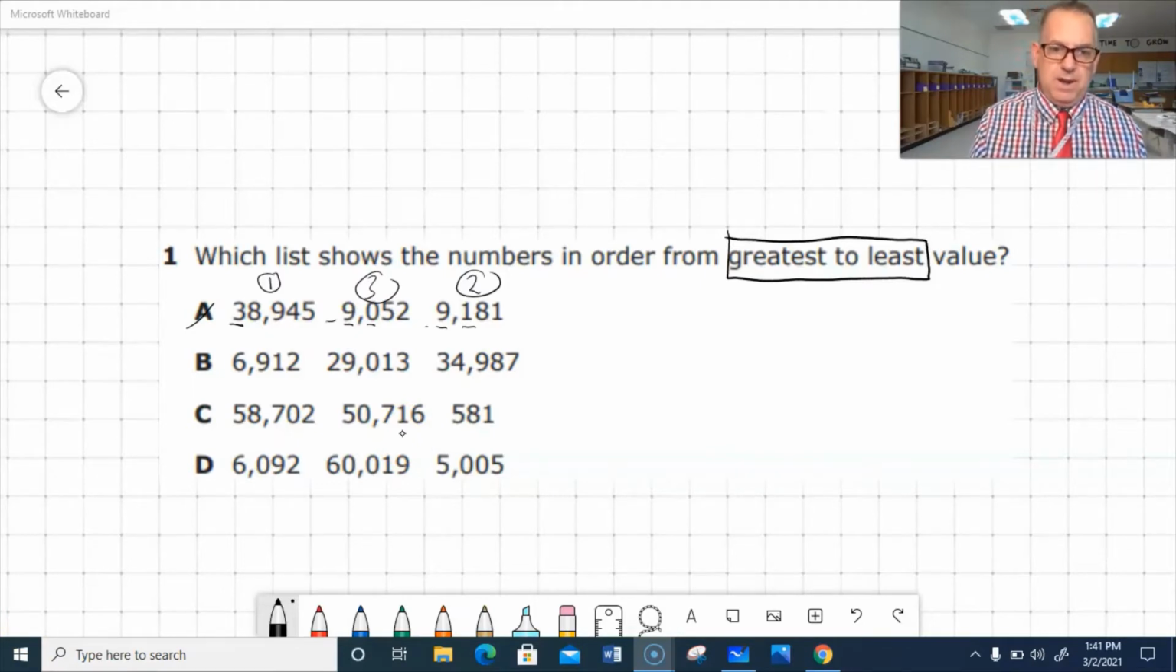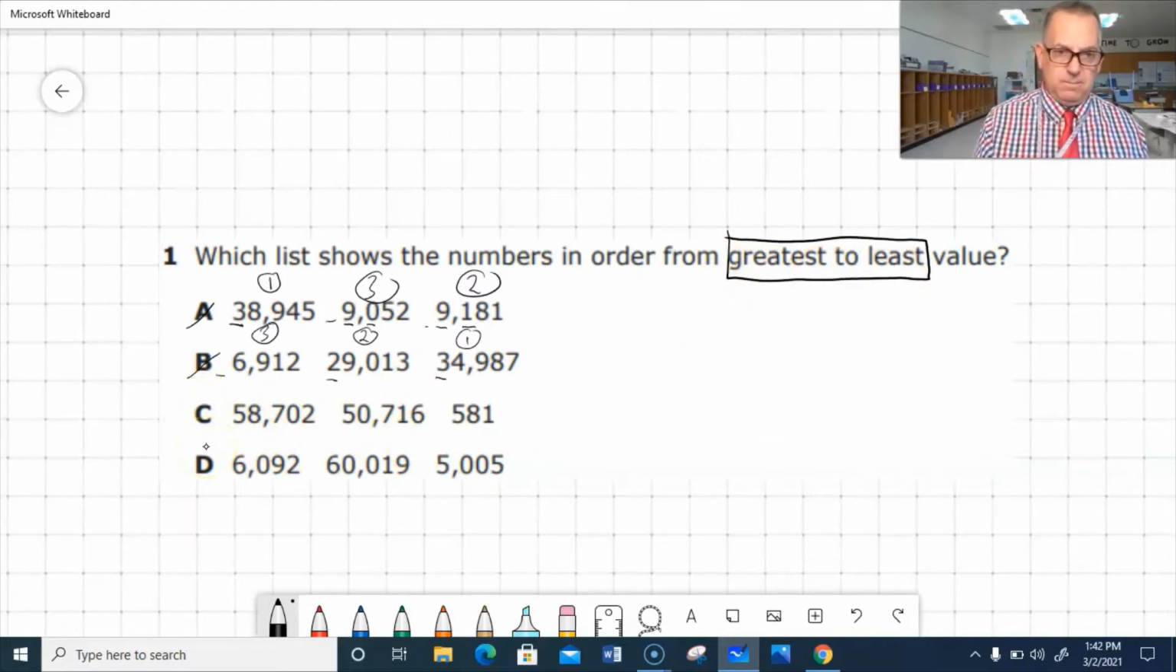Okay, we'll look at answer choice B now. We're going to look at the 10,000s place first. The second number has a 2 in the 10,000s place. This one has a 3 in the 10,000s place, and this doesn't have anything in the 10,000s place. So that makes this the smallest right here, so I can automatically eliminate that one. As a matter of fact, it looks like it's going from smallest to largest. So this is the second, and this is the largest. So this is not correct either. It is going from least to greatest, but we're looking for greatest to least.